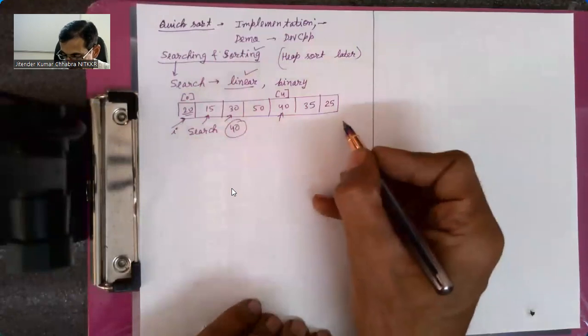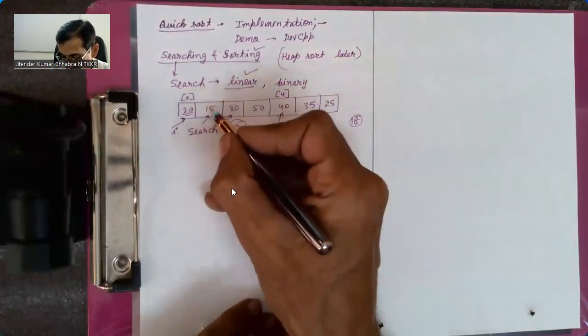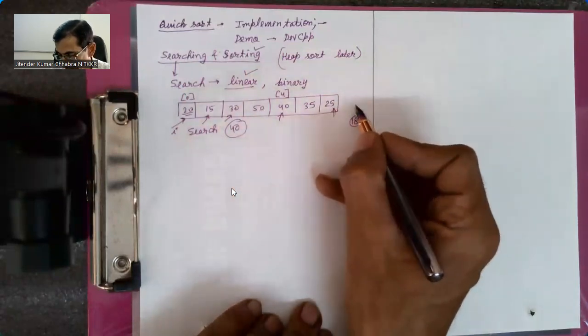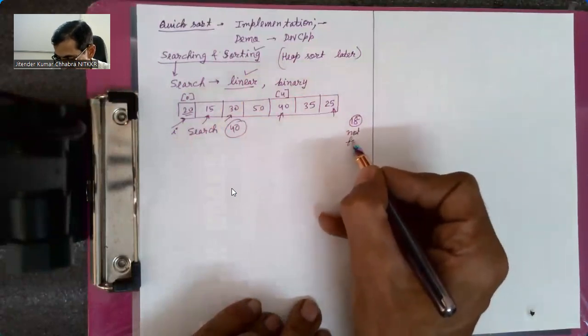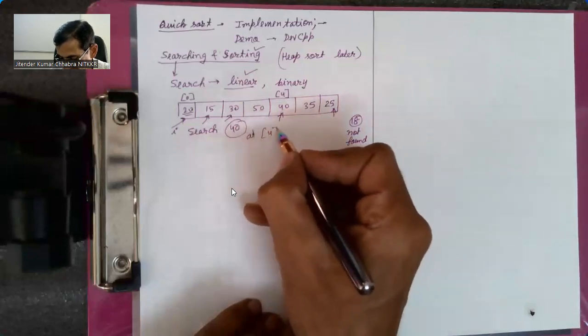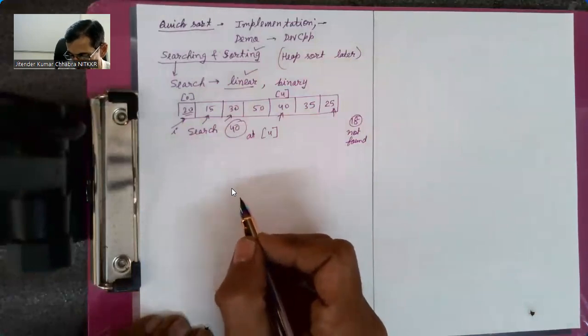If not found, say you are searching for some value, let's say 18. So you will say not found here, not found here, not found here. You reach up to the last. After this, there is no data left. So you will say 18 is not found. And 40 will be at index 4. This is what linear search means. You have probably done this kind of logic time and again.